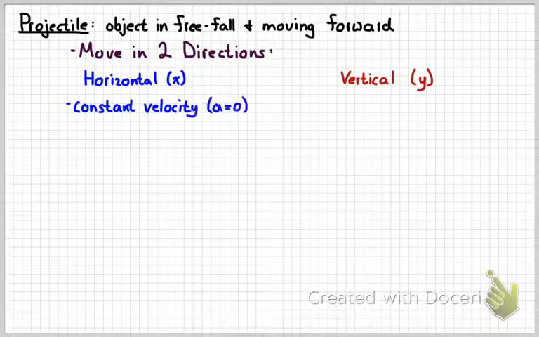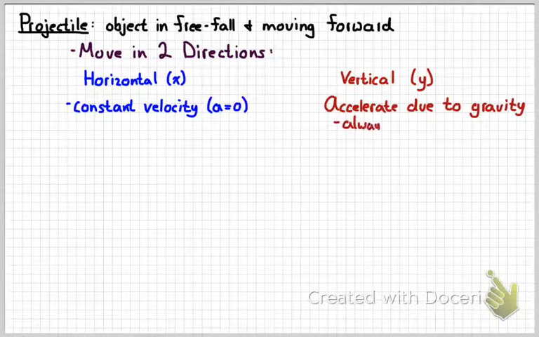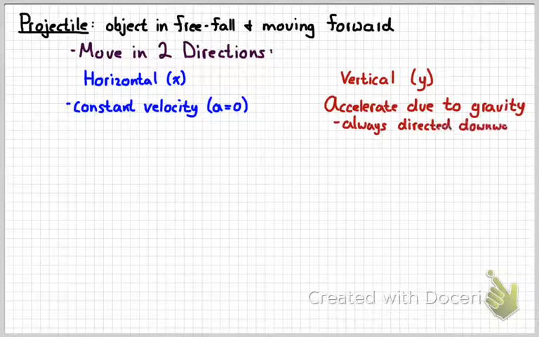Remember that in the x direction the velocity is constant. There's nothing making it accelerate. In the vertical direction, we're accelerating due to gravity. Remember that gravity is always directed downward. There's lots of trick questions about the direction of the acceleration. Remember that it's always directed downward.